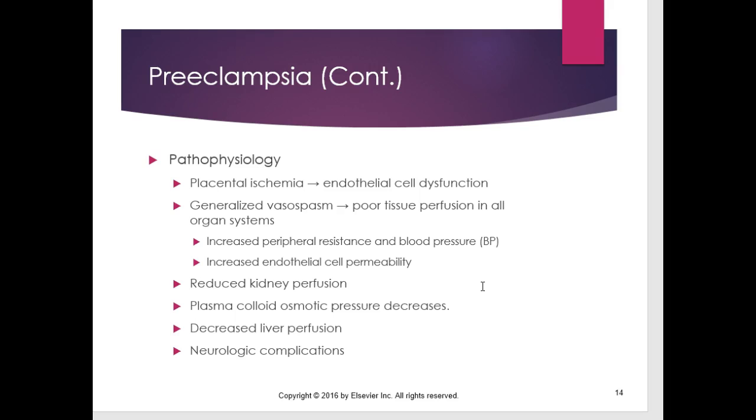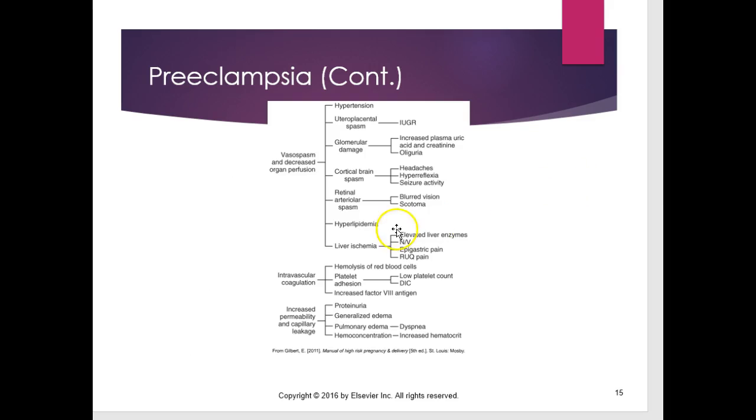We want to always ask, do you have a headache? Do you have a headache? Do you have any visual changes? If they have a headache, we start to be concerned. Also, we ask, do you have any right upper quadrant pain where the liver is? So that can tell us if we're having any complications. But neurologic complications, headache, we always say blurred vision, dizziness, and then epigastric pain, pain in your liver, so that we're trying to detect if they've had any problems. You can see that the vasospasms and decreased organ perfusion leads to all of this.